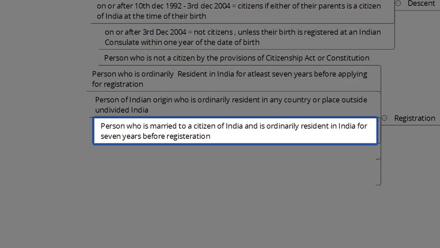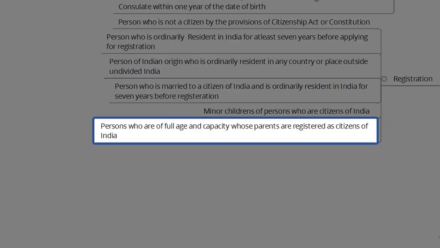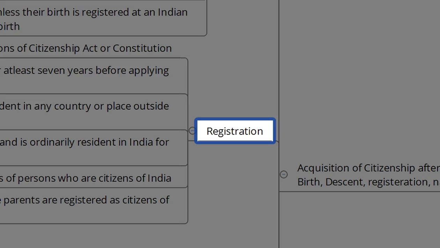And also he is ordinarily resident in India for 7 years before registration. And minor children of persons who are citizens of India, and persons of full age and capacity who are children of parents who are registered citizens of India. So these persons can avail citizenship through the registration method.